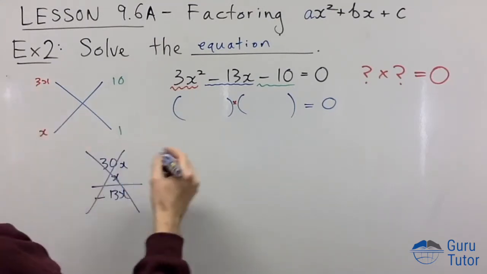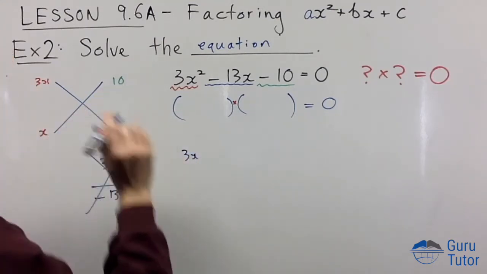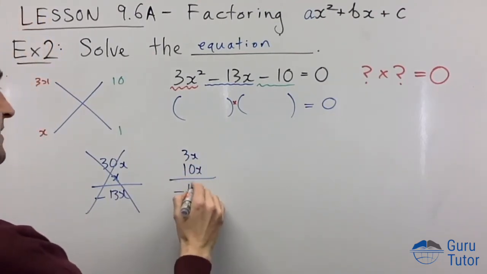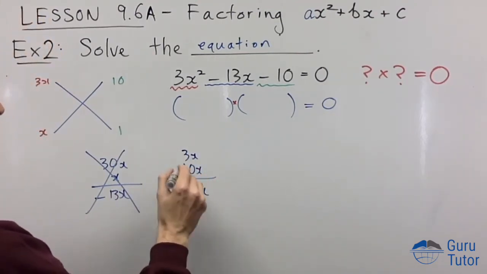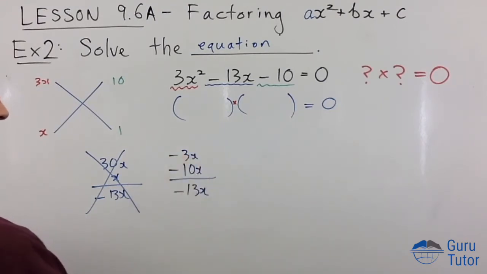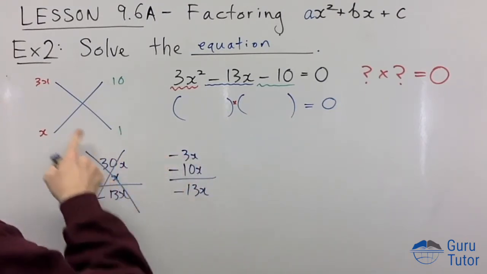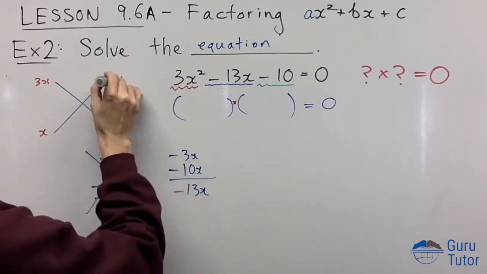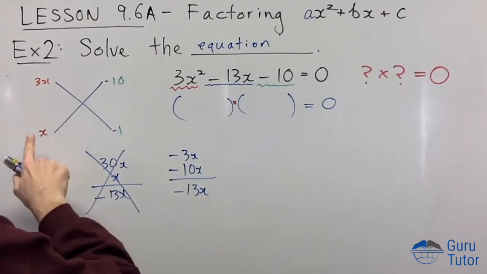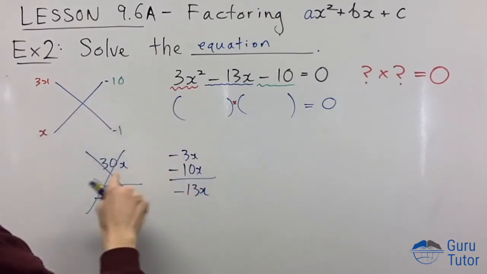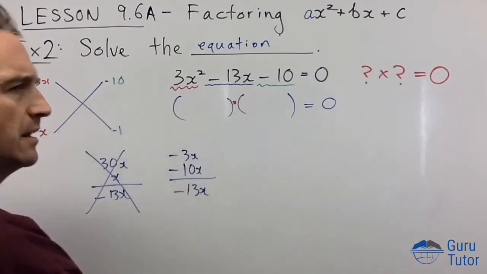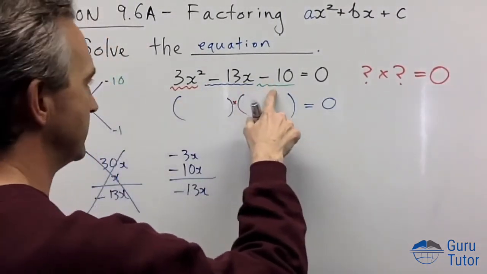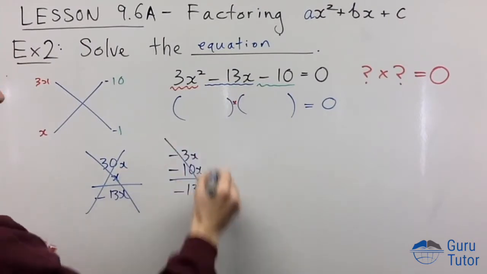Multiplying that out. 3x times 1 is 3x. X times 10 is 10x. Can that give a total of negative 13x? Yes, it can. We need both minuses. And let's put that back up into here. To get a minus 3x, this must be minus. To get a minus 10x, this must be minus. Final check. Does this times this equal this? Yes. Does this times this equal this? No, it doesn't work. Minus 1 times minus 10 is not minus 10, it's plus 10. So this doesn't work either.